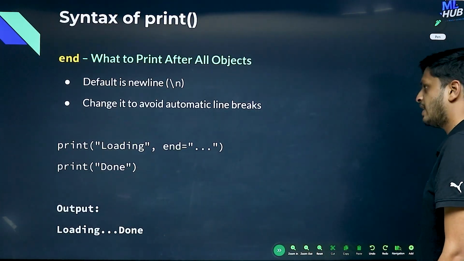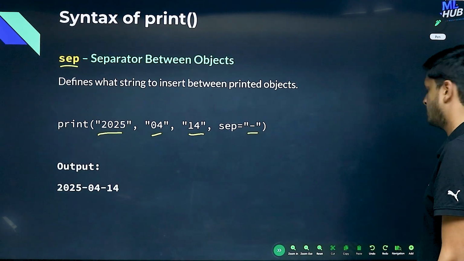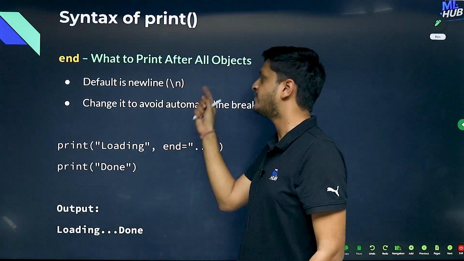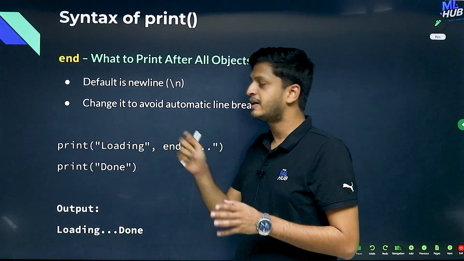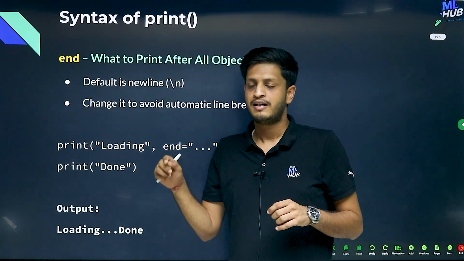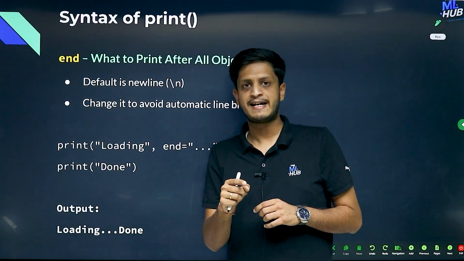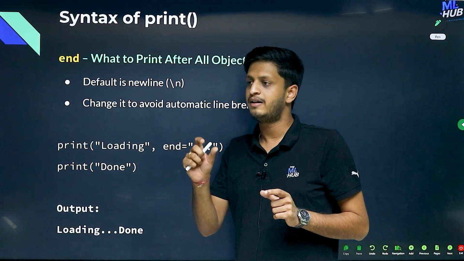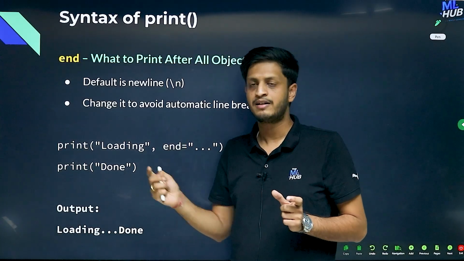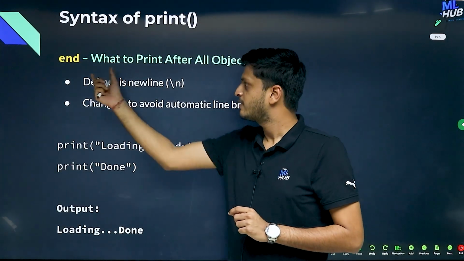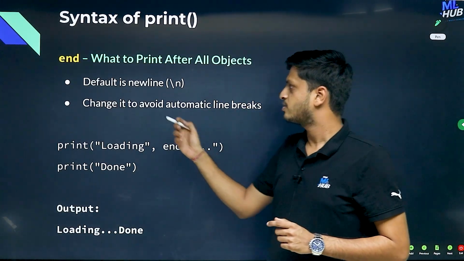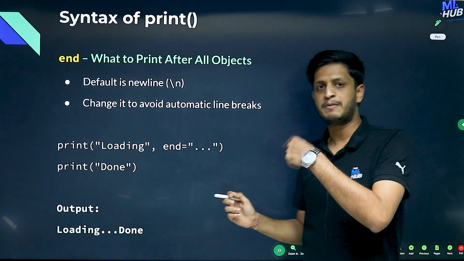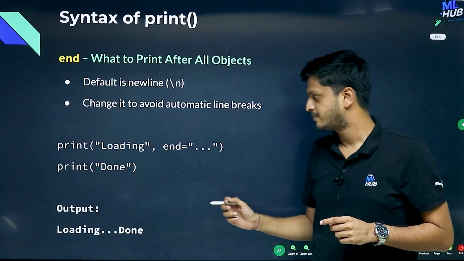Then the next argument we have is end, right? So this tells us what to print after all objects are done. After the print statement is completely executed, by default the cursor goes to the next line to print other things. But if you don't want it to go to the next line, if you want to print the next statement also in the same line, you can define it in the end argument. Okay, so the default is the new line character, and you can change it to avoid automatic line breaks that happen with print statements.